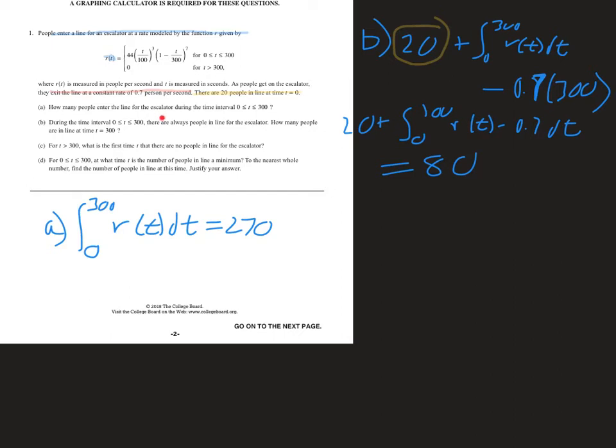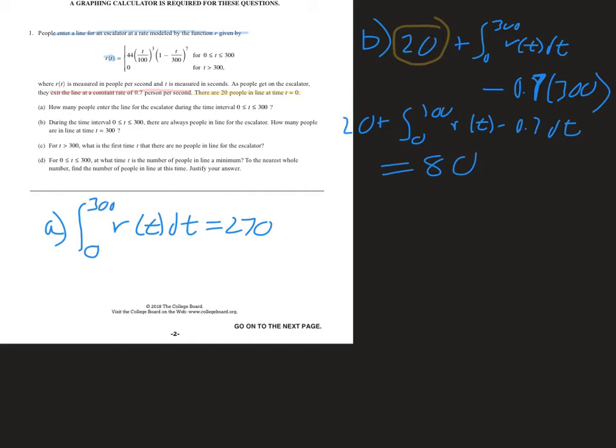The reason that it is actually important, though, is that this rate out, 0.7 people per second, only makes sense if there are some people in line. And you could work out the math and figure out that there are always some people in line as you do the problem, starting with 20, adding this many per second, subtracting this many per second, you can figure out that there are always people in line. But they're just telling you that so that you know that this 0.7 applies the entire time.